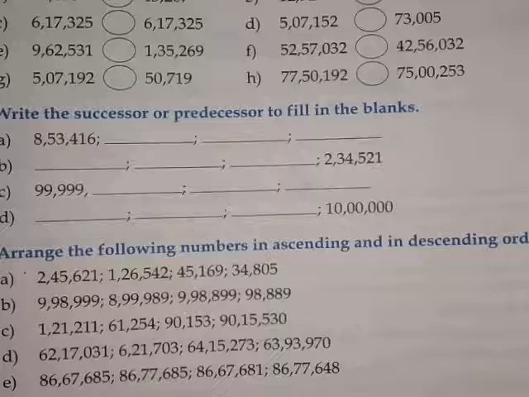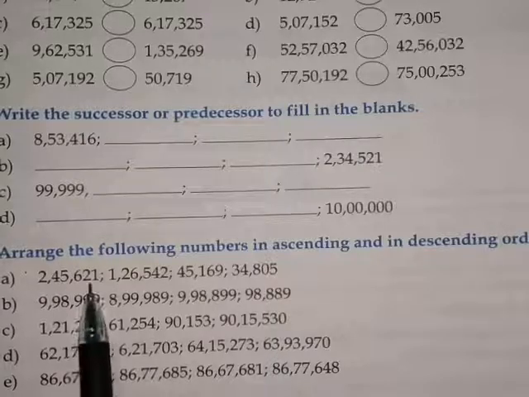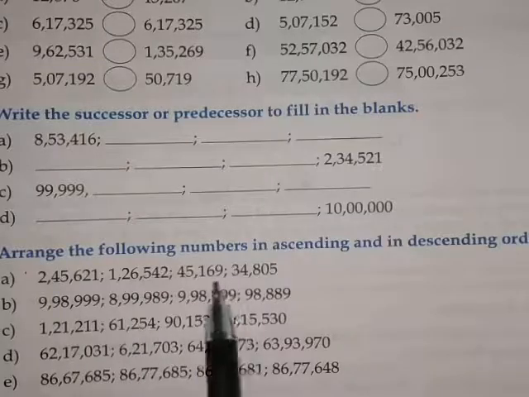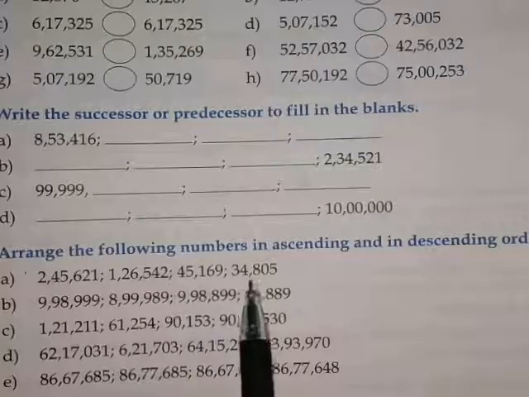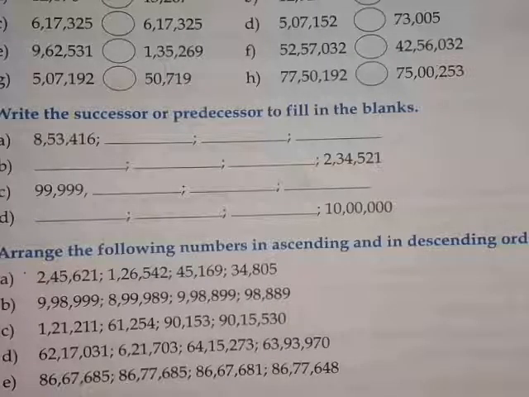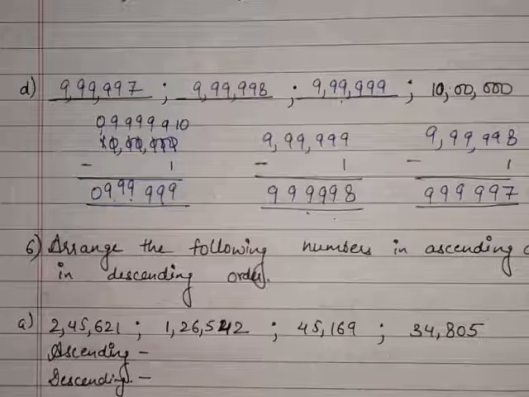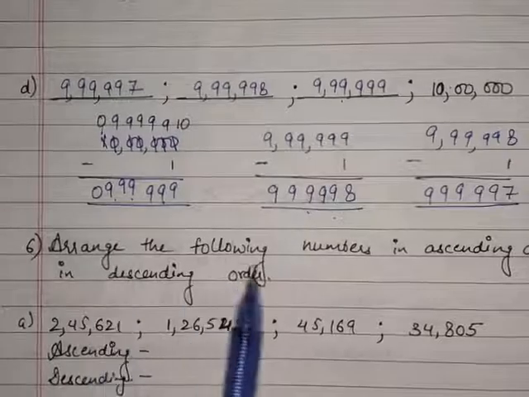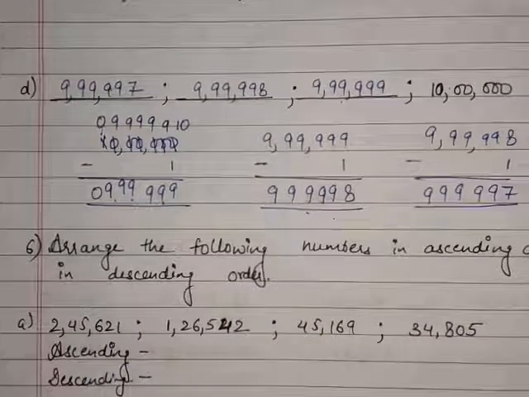Now what is the first question given? It is given 2,45,621, 1,26,542, 45,169, 34,805. Okay. Now we will firstly note down the question in our notebook. Okay, students. See, students, I have noted down the sixth question. The sixth question is given: arrange the following numbers in ascending and in descending order.